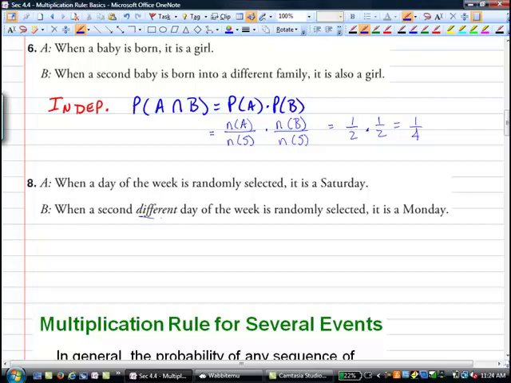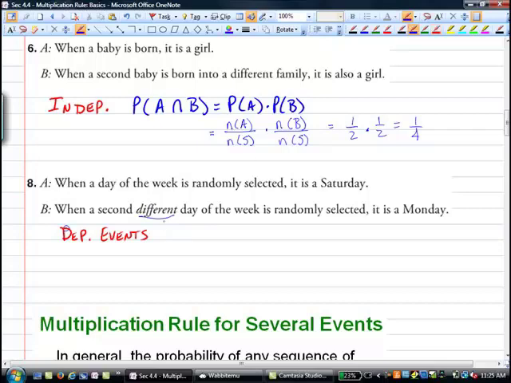When we have to select a different day, the fact that we've selected Monday for the first event now changes our sample space to not include Monday, because we have to select a different day. There are 6 different days that we could use then for this. These are dependent events because knowing that we've selected one day has changed the sample space for the second event.